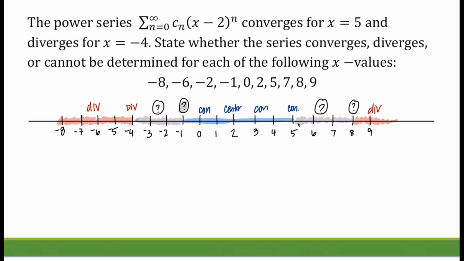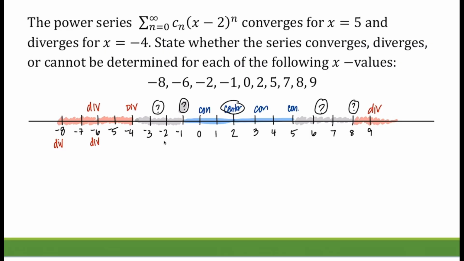So this example is trying to help us understand that idea of the symmetry from the center, the idea that the interval has to be symmetric about the center, the idea of the radius of convergence extending that same distance to the endpoints on both sides. So that being said, we basically figured out what happens at each of these x values. So over here at -8, we'll say that obviously diverges. At -6, that diverges. At -2, -2 is in that gray area, so that is cannot be determined.